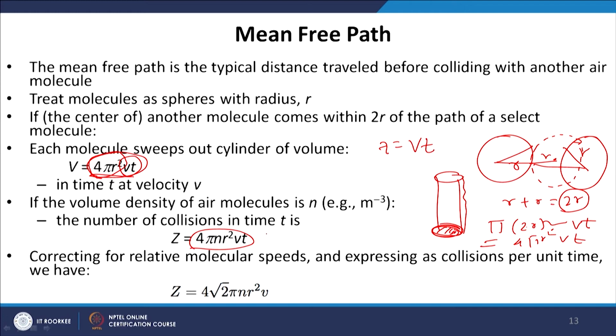So, the collision probability in time t will be the volume of the cylinder times the number of molecules available in that cylinder. So, that is 4 pi n r square v t. That is the volume times the number of molecules per unit volume.